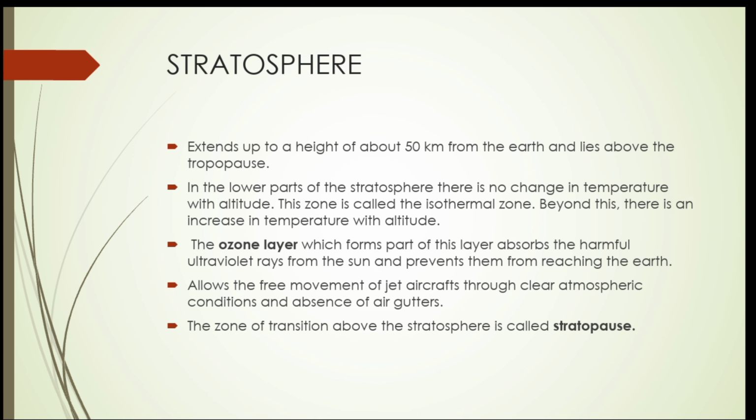Stratosphere is the second layer away from Earth's surface. It extends up to a height of about 50 km from the Earth and lies above the tropopause. In the lower part of the stratosphere, there is no change in temperature with altitude. That is, the temperature remains the same along the lower parts of the stratosphere. This zone is called the isothermal zone or the zone where the temperature is stagnant. Iso means same temperature.